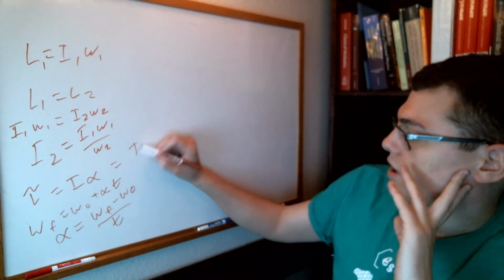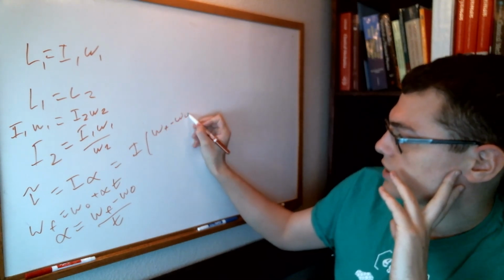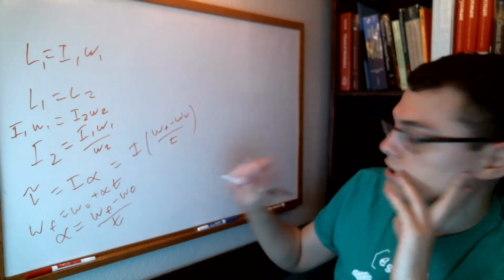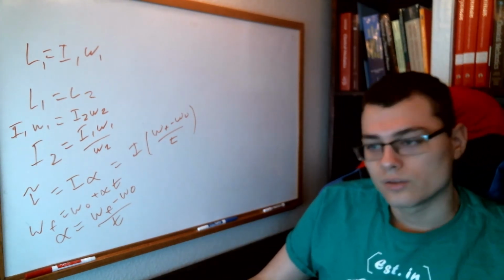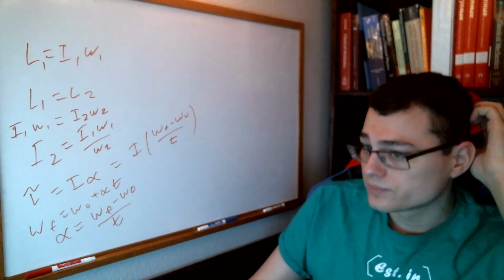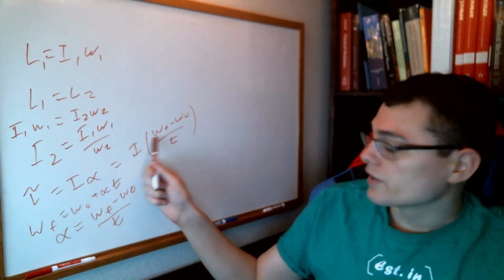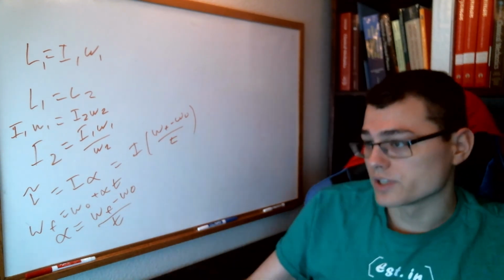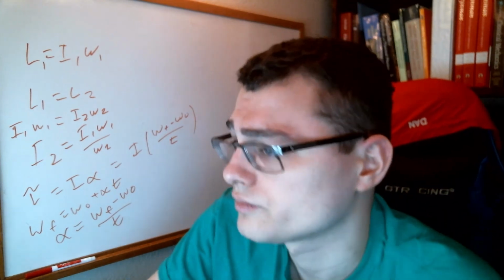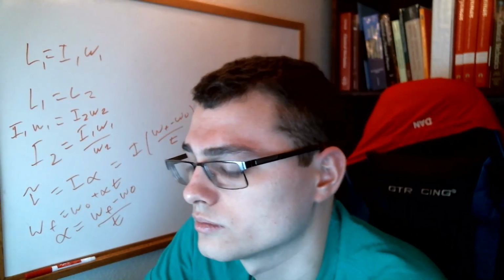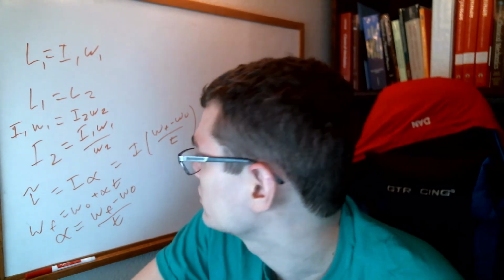And then you can plug that in. And so then you get I times omega F minus omega naught over t. We had the old angular velocity, we have the new angular velocity, and it gives you the time, and we know I from the previous problem. And so then there you have it.